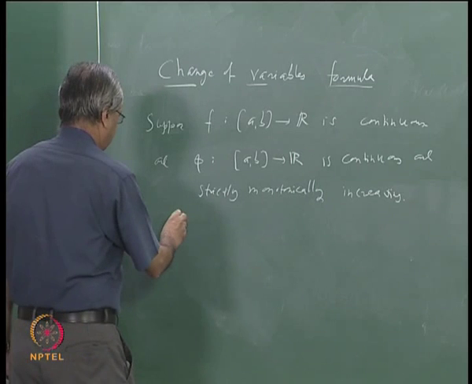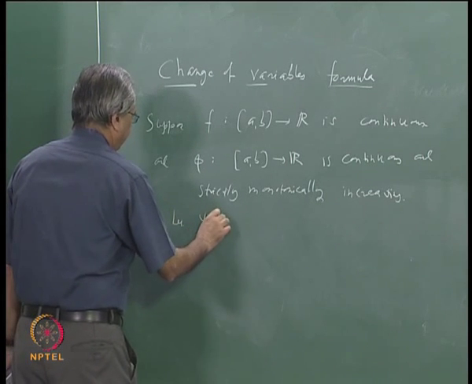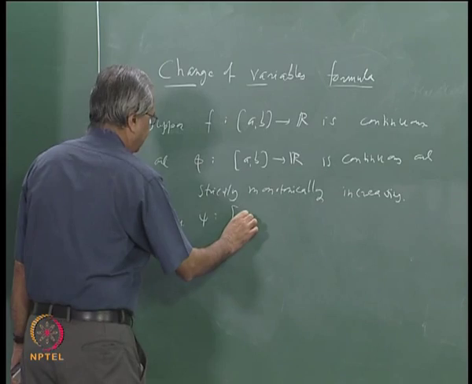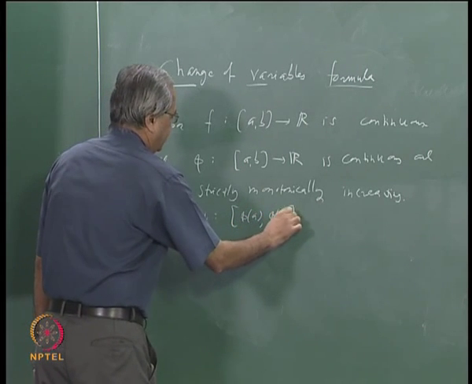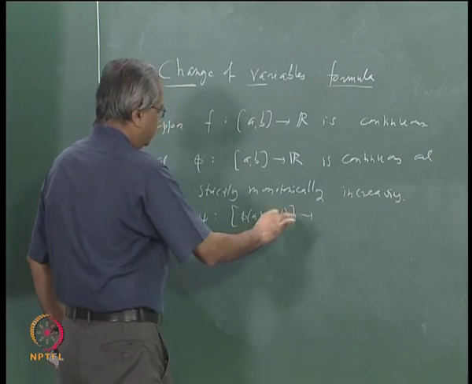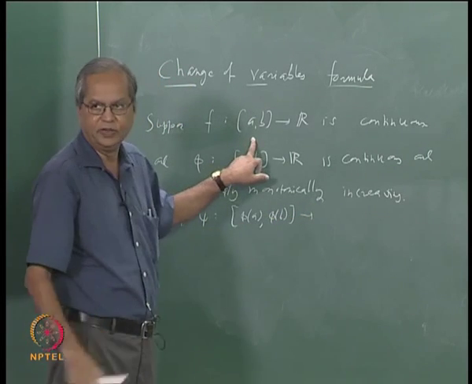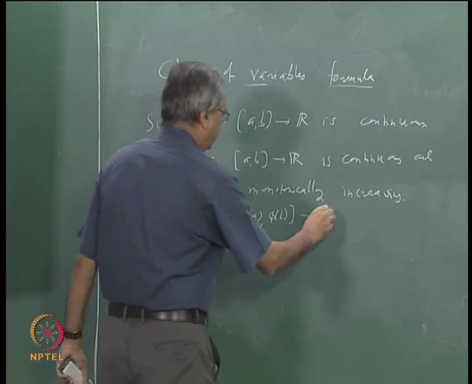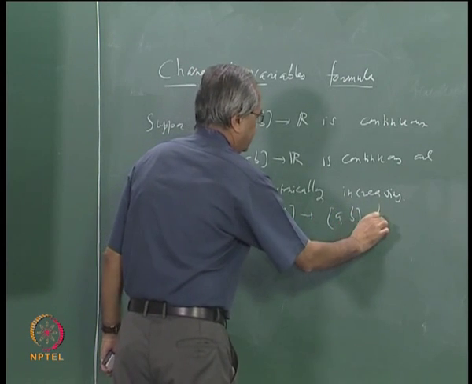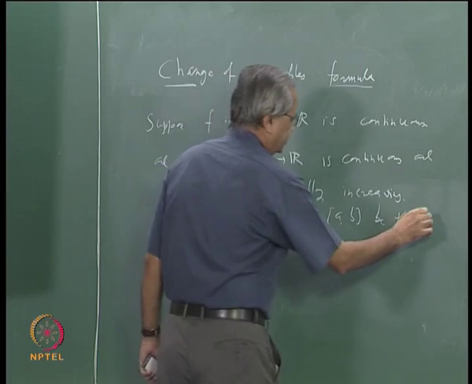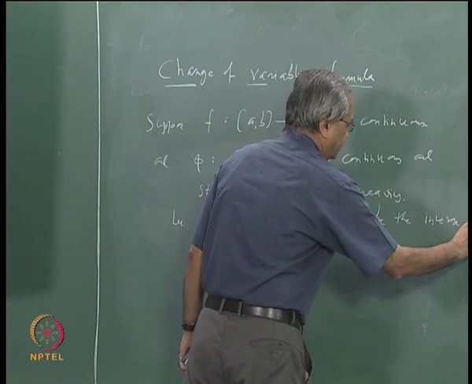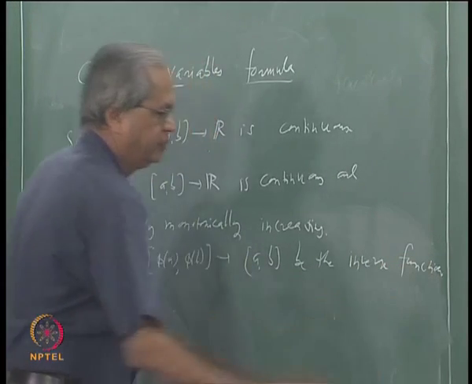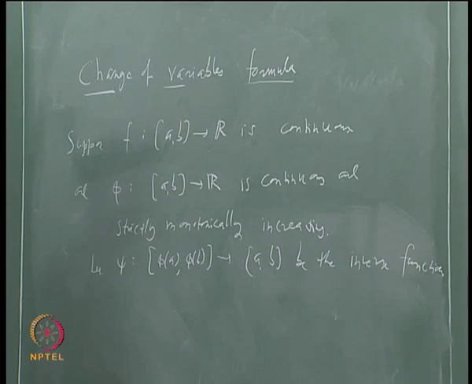So let psi from [phi(a), phi(b)] to [a, b] be the inverse function.